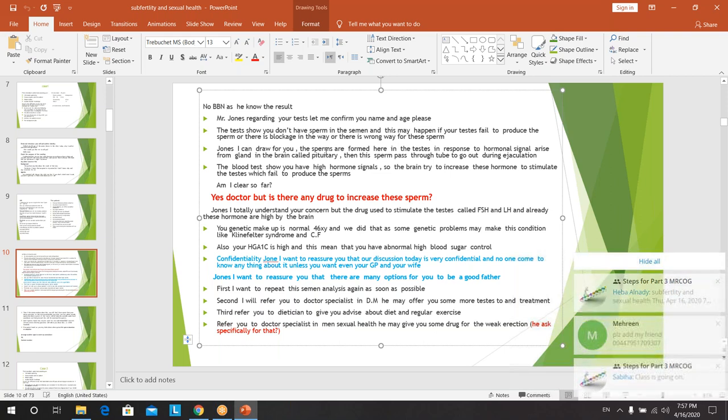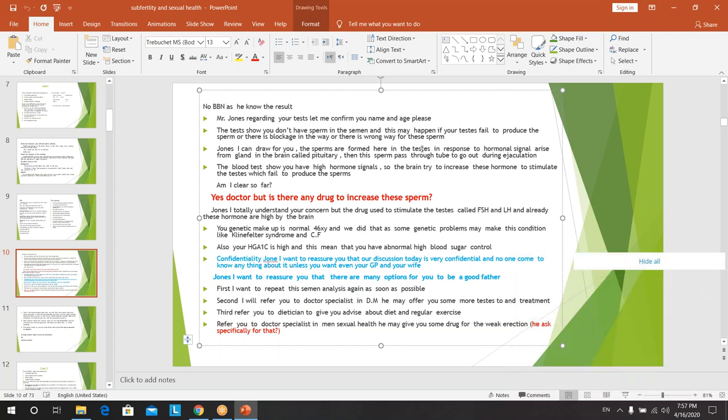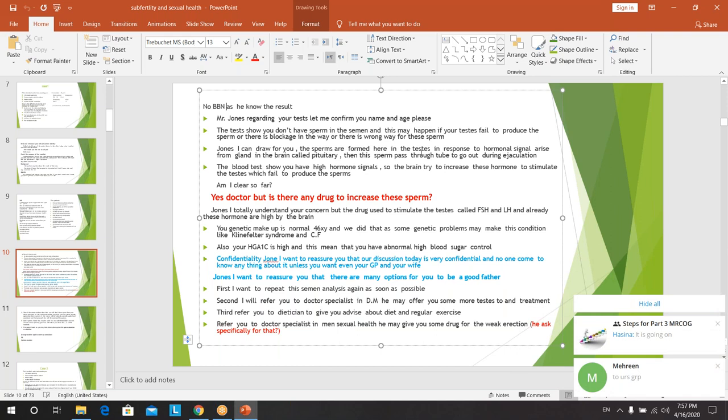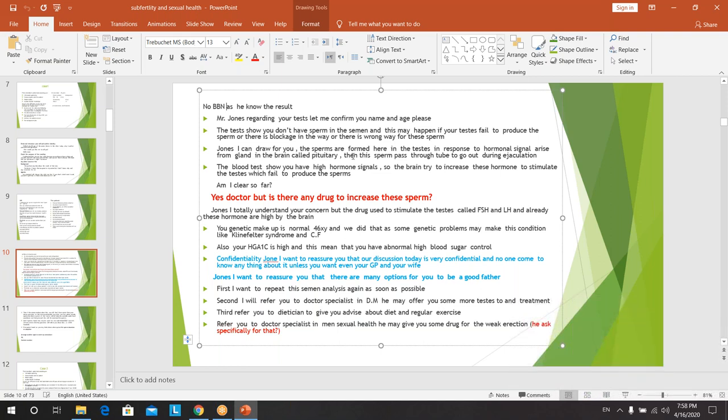John, I can draw for you. The sperm are formed here in the testes, and you will draw the testes in response to the hormonal signals that arise from the gland in the brain called the pituitary, and you will draw it in the brain like that. And the sperm will pass through a tube to go out during ejaculation. Simple drawing. As I told you before, I draw in all my sessions, all my sessions in the exam.